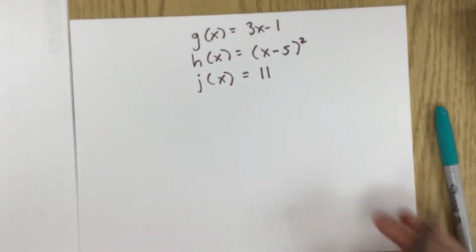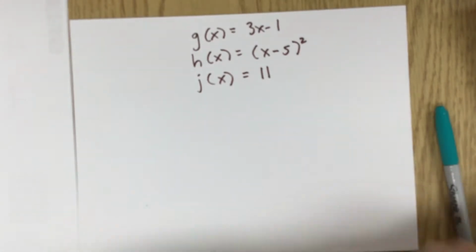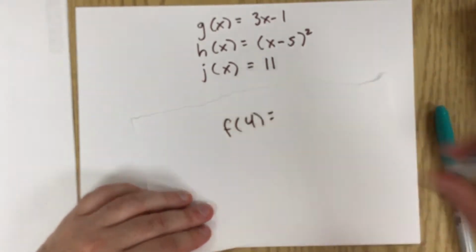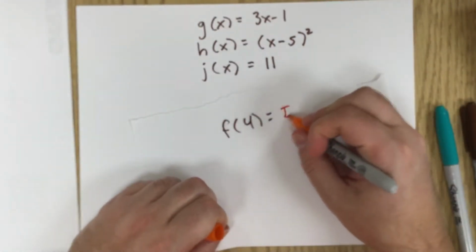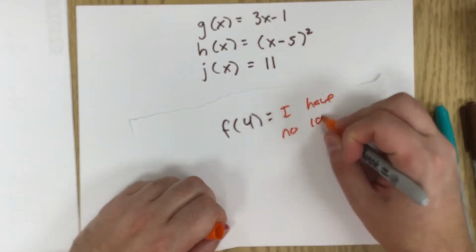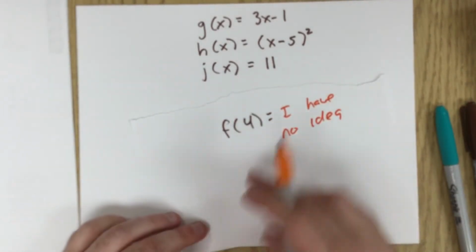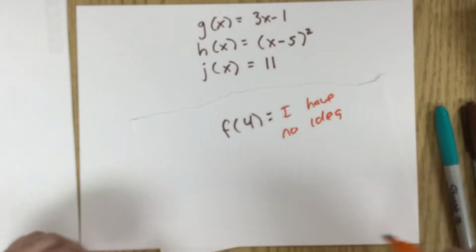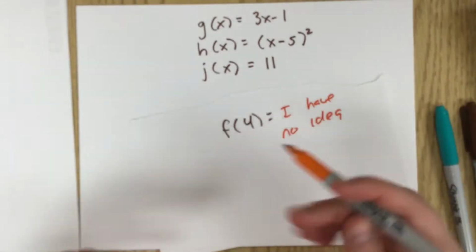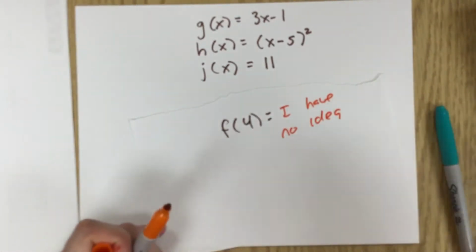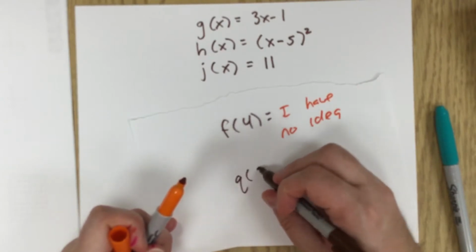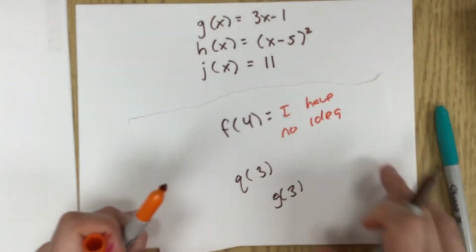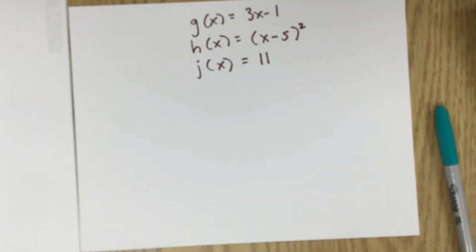So I've defined these three functions. If I went ahead and asked you, okay, what is f of 4? The answer would be, I have no idea. The reason is that I've defined g of x, h of x, and j of x, but I haven't actually defined f of x. So without a definition, there's no way of knowing what anything is. If I said, what is q of 3, the answer is also I don't know. If I say, what is g of 3, maybe that's something we could figure out, because that's defined.